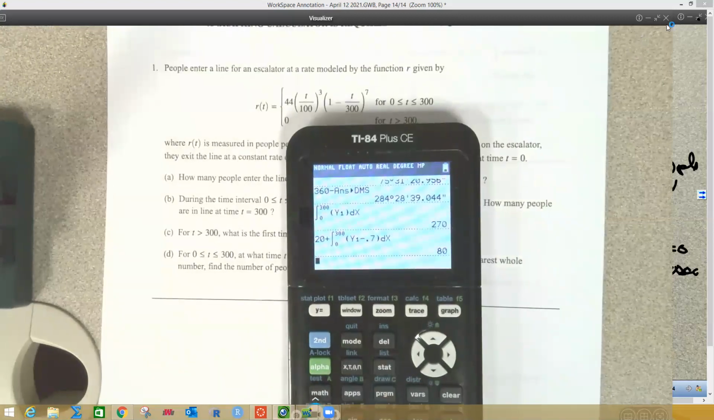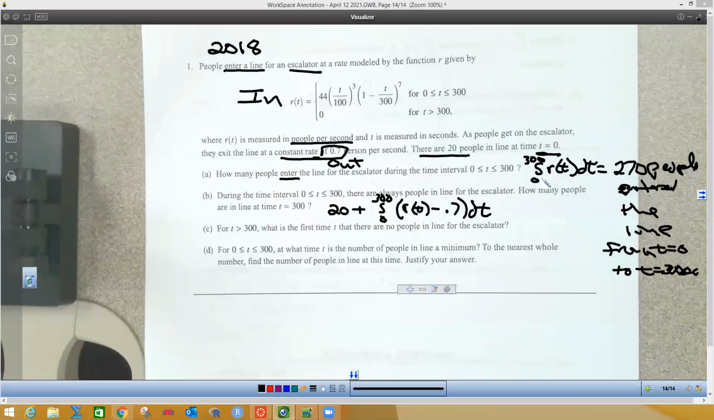So let's go back. This is going to be 80 people. So what that means is, and we would write another sentence, there are 80 people in line at the escalator at the time t equals 300. Okay, so you should write that whole thing out, but I don't have room on here to do this.